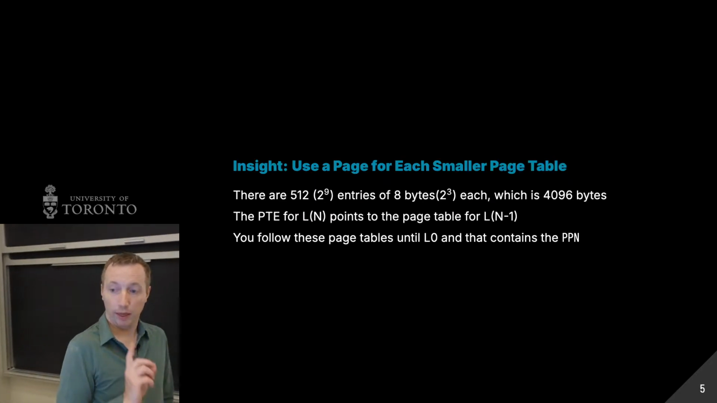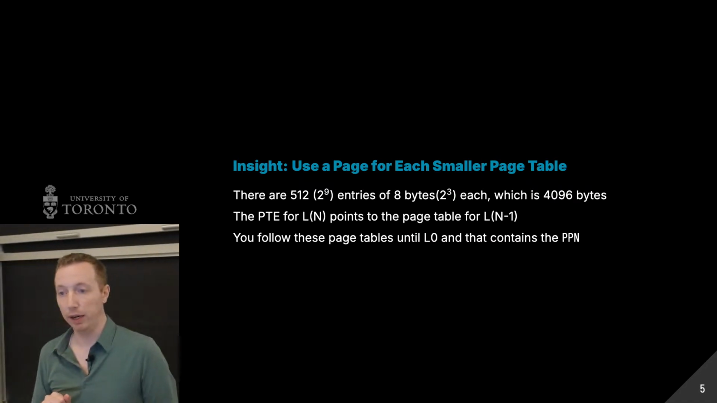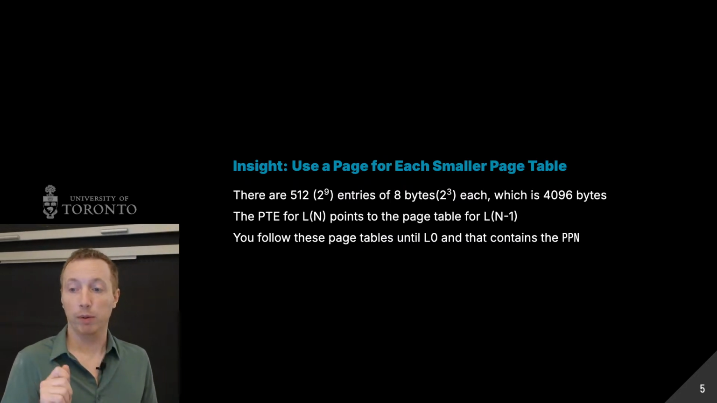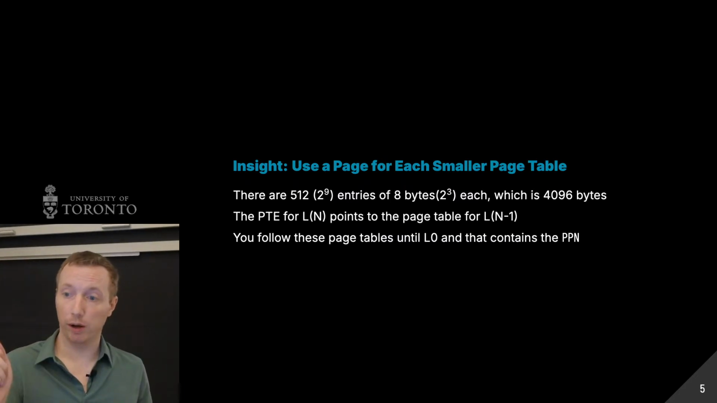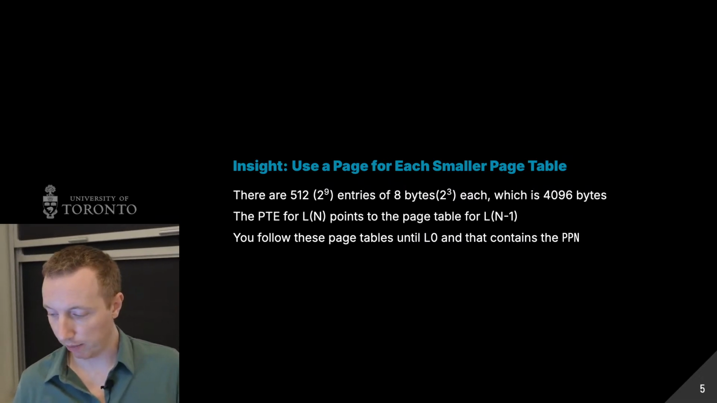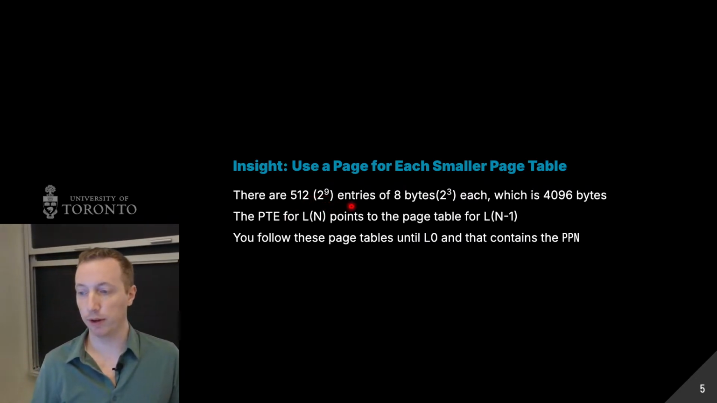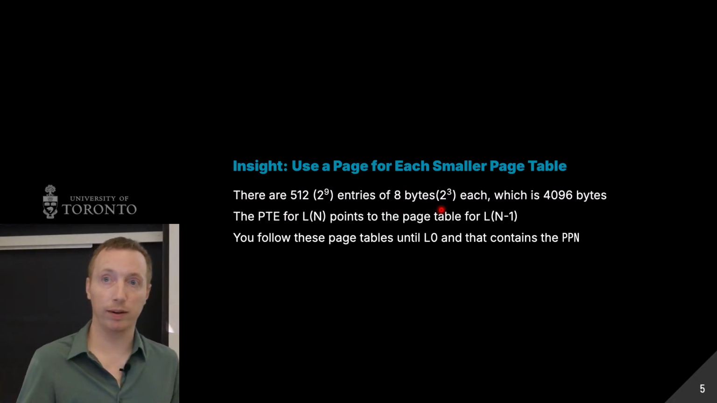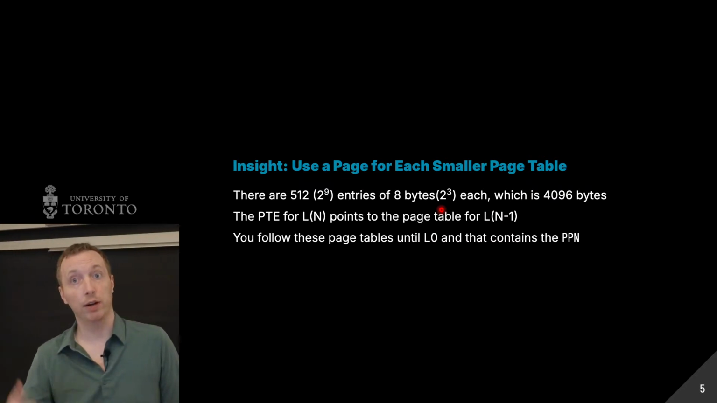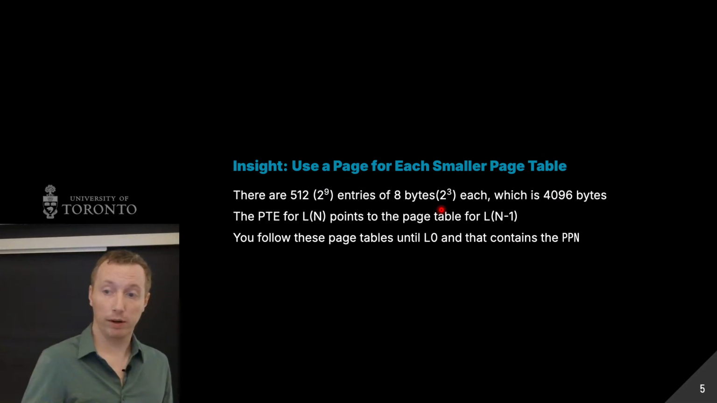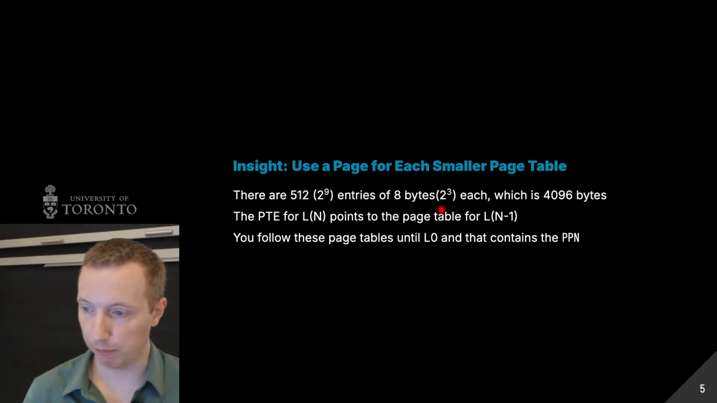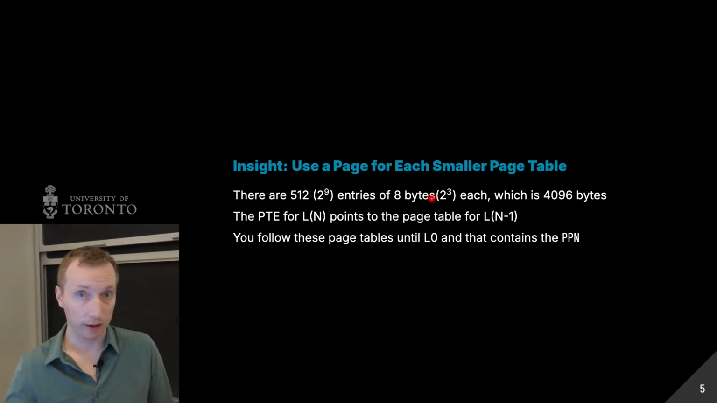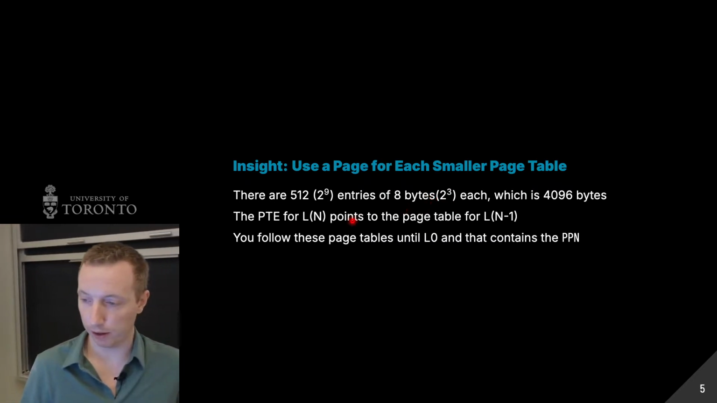So that was our insight. We used a page for each smaller page table. Again, for this scenario, since they all fit on a 2 to the 12 size page, we would have 512 entries, which is 2 to the 9, and our page table entry size is 2 to the 3. So everything fits on a page. If you get a question for this, just remember this is how we do multi-level page tables. Even if I change the entry size or the size of the page, you should be able to figure out the last variable here.